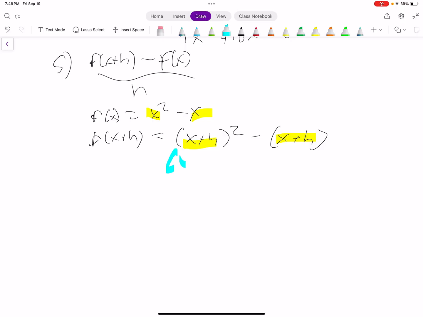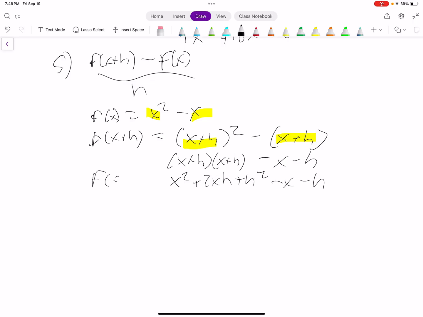This is x plus h times x plus h. This is minus x minus h. This gives you x squared plus 2xh plus h squared minus x minus h. And this is f of x plus h. Okay? Now, so we have this part of the difference quotient. We need this part.